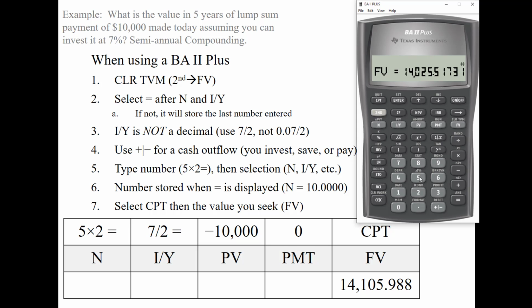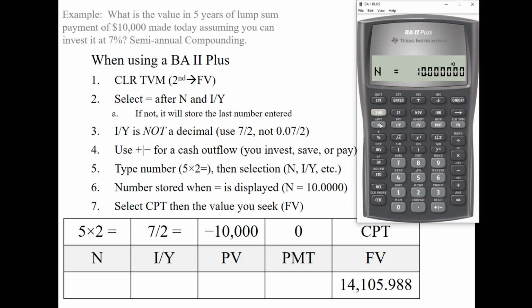First thing that we want to do whenever we're working with our time value of money worksheet is to make sure that we clear it out, so I'll hit second and FV, and then clear the value that's stored in the calculator. And now we're going to adjust for our semi-annual compounding, so I'm going to hit 5 times 2 equals, where 5 is the number of years and 2 is the number of compounding periods per year. And I'll make sure that I hit equals after that so that it stores the value of 10 and not the value of 2. And then I'll select N.